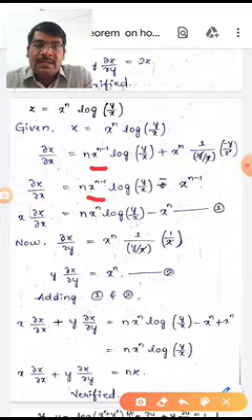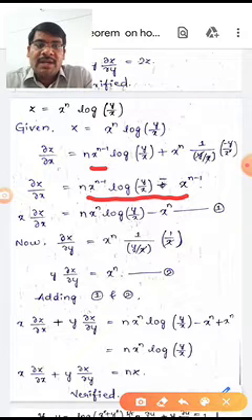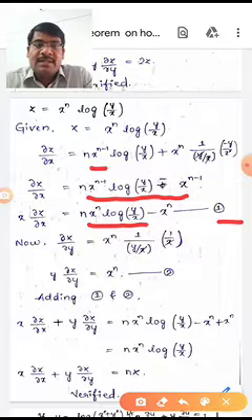We get this result: n x^(n-1) log(y/x) minus x^(n-1). Multiplying on both sides by x, we get n x^n log(y/x) minus x^n. Keep this as equation 1. Now we differentiate partially with respect to y. Here x^n is a constant, keep it as it is. The derivative of log(y/x) is 1/(y/x).